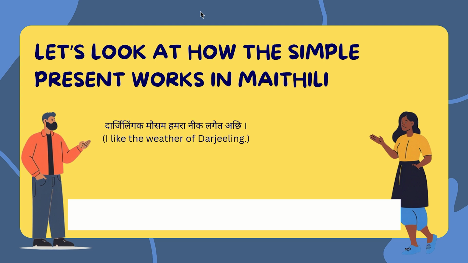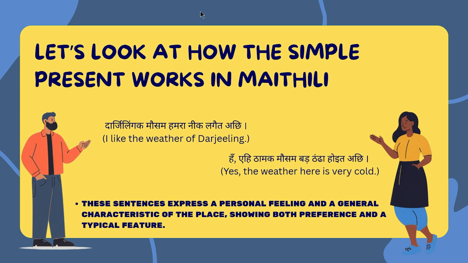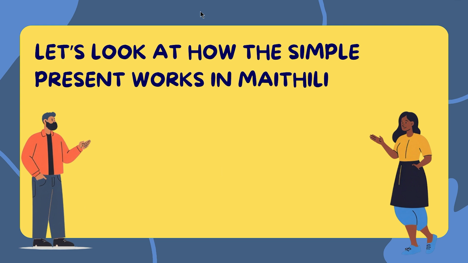Darjeeling मौसम हमरा नीक लगैत अछि. I like the weather of Darjeeling. हाँ, एहिठामक मौसम बड़ ठंडा होइत अछि. Yes, the weather here is very cold. These sentences express a personal feeling and a general characteristic of the place, showing both preference and a typical feature.